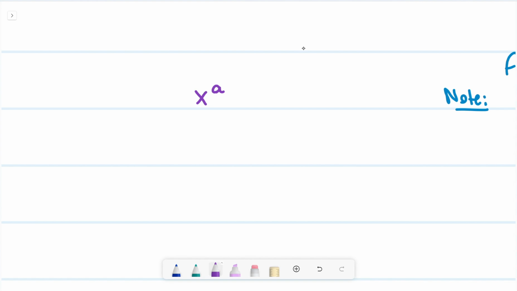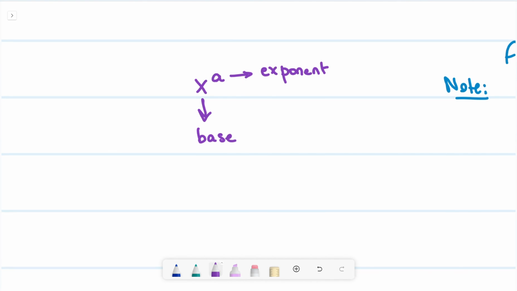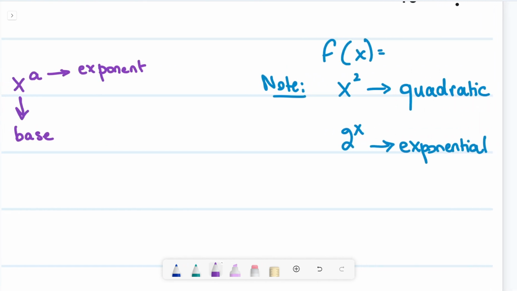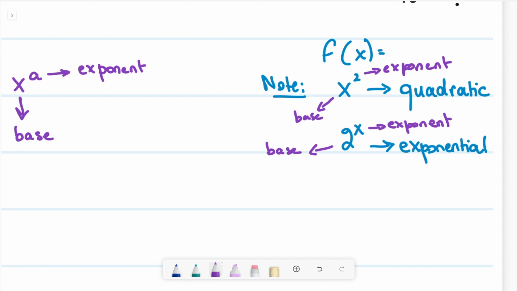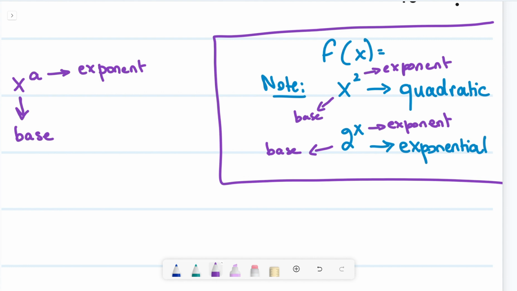First of all, when we have x to the power of a, it is important to know that x is the base and a is what we call the exponent. I just wanted to note that if f of x equals x squared, where x is the base and 2 is the exponent, this is what we call a quadratic. However, if 2 is the base and x is the exponent, this is what we call an exponential function. So please keep this in mind for a later part of this course.